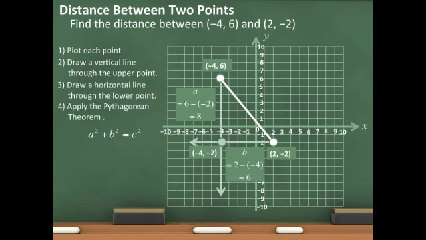a squared plus b squared equals c squared. a equals 8, b equals 6. This gives us 8 squared plus 6 squared equals c squared. 8 squared is 64. 6 squared is 36. 64 plus 36 equals 100. 100 equals c squared. c is the square root of 100, which equals 10. The distance between the points -4, 6 and 2, -2 is 10 units.